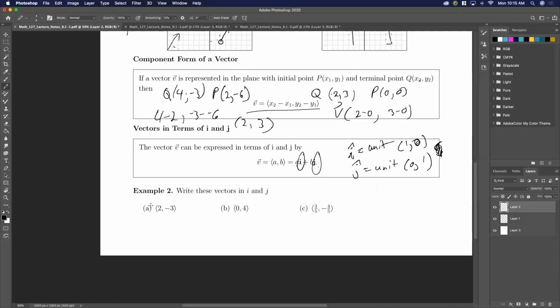So if you're going to write these in terms of i and j, all you have to do is say this is equal to 2i, and put a little hat, since we don't have a bold font, minus 3j. This will be 0i, so this is just 4j with a little hat on it. And then this is 3/5 i minus 4/5 j. It's just another way of writing vectors. And so these are equivalent. I'll leave that up for a second before swapping pages.